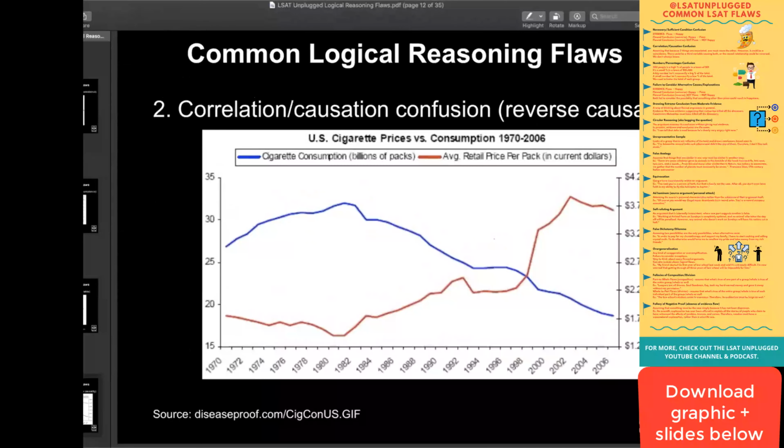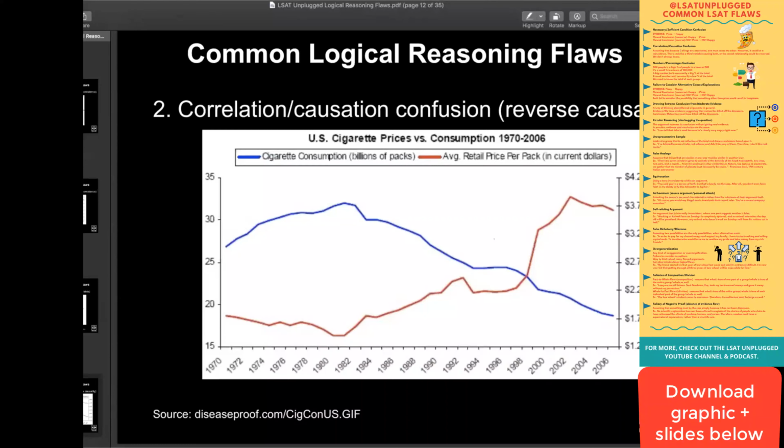Now, here's another one. We have the cigarette consumption and the price of cigarettes. And so people might say the causality is in one direction, when in reality, it's in the other direction. So maybe as cigarette consumption decreased, they had to raise the price per pack to make the same profits. Or maybe as you raise the price, cigarette consumption drops because of supply and demand. So the causality could potentially go in either direction.